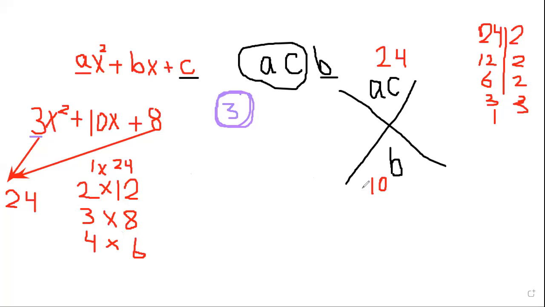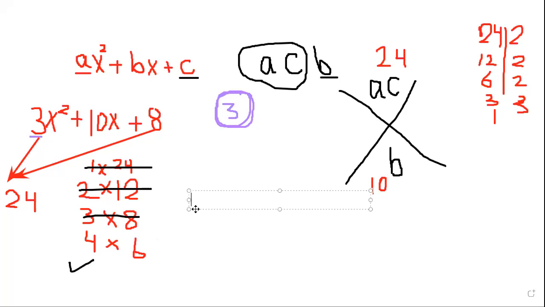We are looking for their sum to equal how many? 10. Okay. 1 plus 24, how many? 25. Accept? No. 2 plus 12, how many? 14. No. 3 plus 8, 11. No. 4 plus 6, 10. So this is what we are looking for. Okay? Then I'm going to do exactly like the previous question.